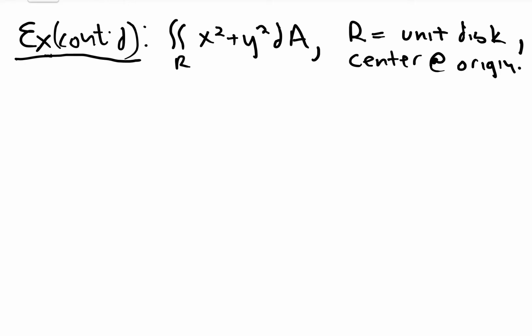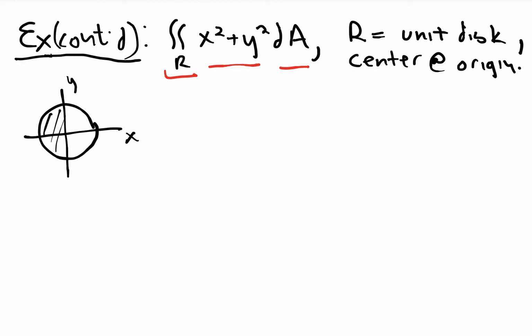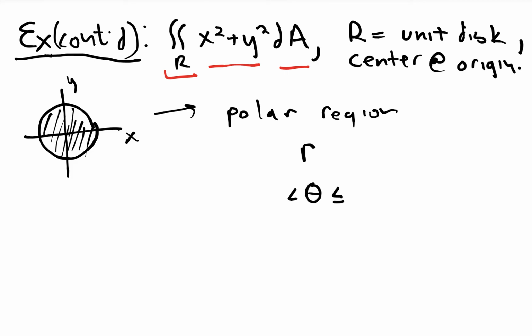Let's try this, but in polar, right? So I need to worry about my bounds, my function, and my differential. Now, again, unit disk, centered at the origin. This is my region that I wanted to integrate over. Well, this region in polar is actually super nice, right? The reason that I say that is if you're worried about bounds on r and bounds on theta, these are just intervals. I'm not dealing with weird square root functions or anything like that.